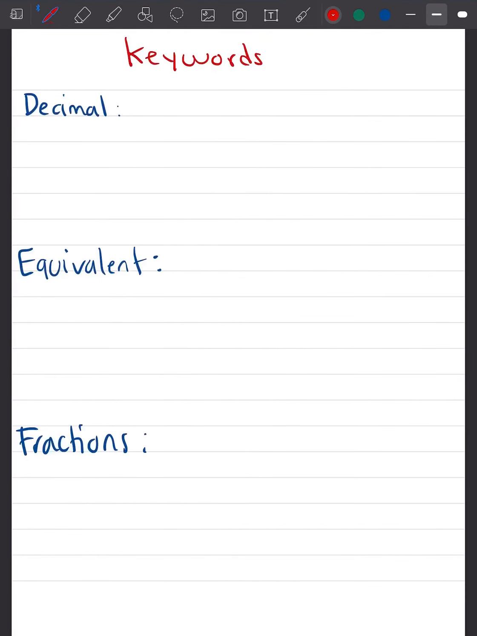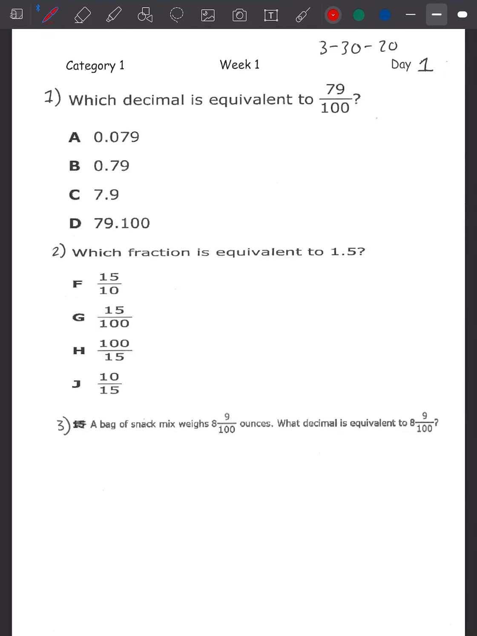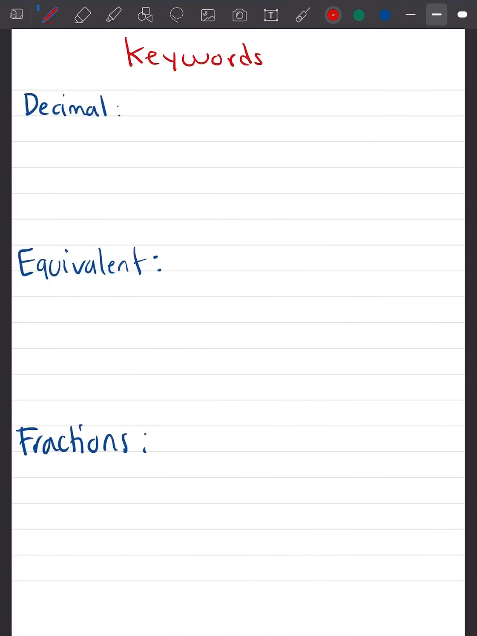So if you're coming back now, you can see this page is not on your packet, but I added it to mine, guys, so we can talk about some of the keywords that you're going to see in this next page. This is what you will have on your packet. And again, it's dated. It's dated for a reason, guys. I want you to do one day at a time. It is category 1, week 1, day 1, okay? So we're going to go back to the keywords.